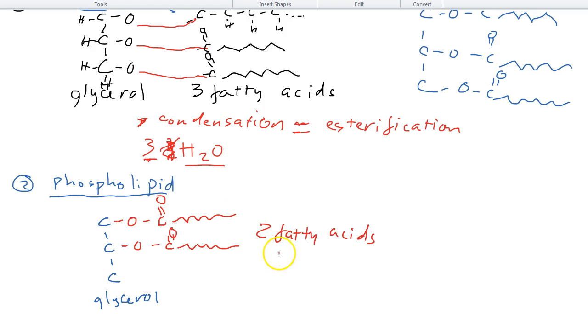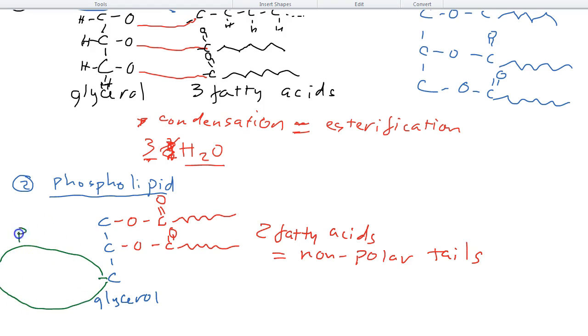The 2 fatty acids are also known as the non-polar tail because fat is insoluble. Then in the phospholipid, what's unique about it is that it's going to have something called a polar head. And the reason this polar head is polar is because it has a charged group, N plus, connected to 2 carbons, and this N is going to connect to 3 methyl groups, 3 CH3 groups.